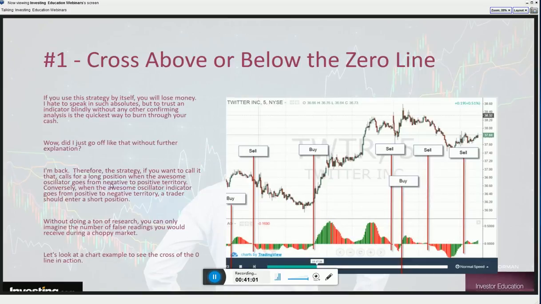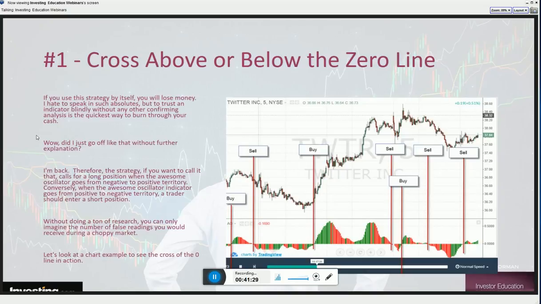Now, the awesome indicator, when it's put on the bottom of the chart, gives you very precise signals, and it gives you very unique buy-in signals. If you use this strategy by itself, you will lose money. I hate to speak in such absolutes, but to trust an indicator blindly without other confirming analysis is the quickest way to burn through your cash. Wow, did I just go off on that without further explanation?